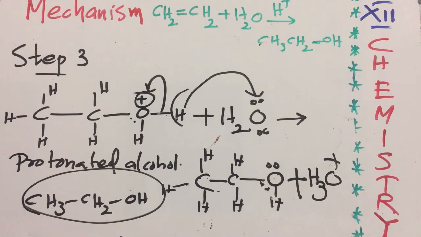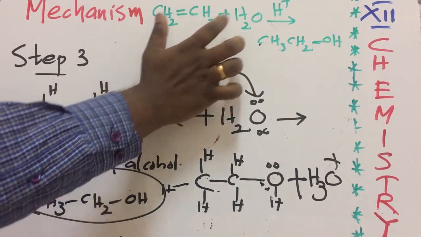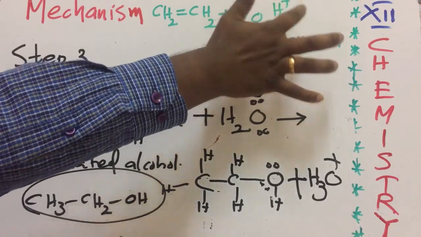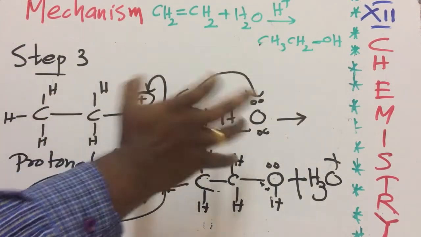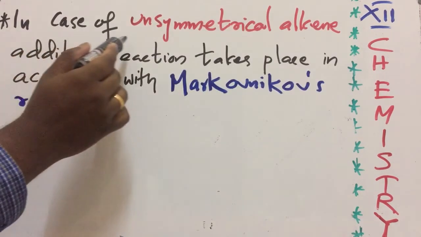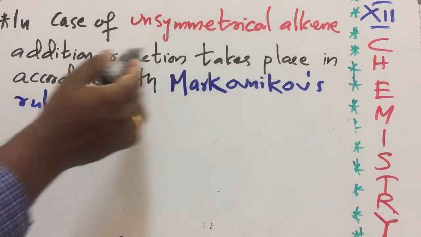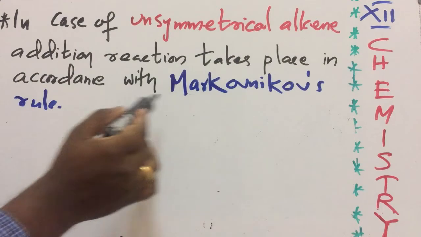So this mechanism involved 3 steps, and through this mechanism now you have a clear idea about the role of H plus, the role of acid in this reaction. So this is the final reaction: ethene plus water in presence of H plus forms ethanol. Okay, the whole process takes place through 3 steps. Clear? In case of unsymmetrical alkene, addition reaction takes place in accordance with Markovnikov's rule.